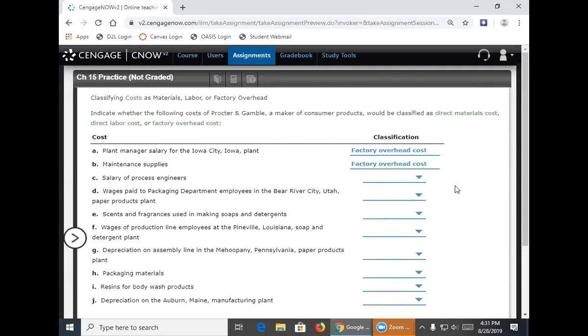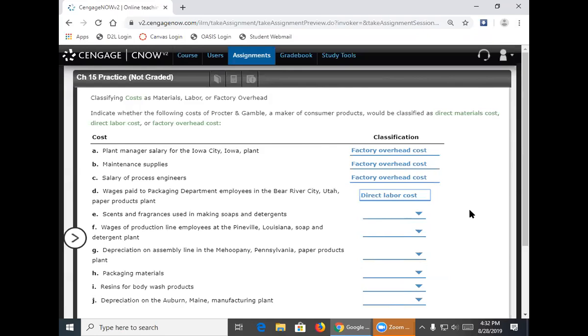That one is a little tricky because process engineers, they don't really clarify that too much, but I'm assuming they're the engineers, they're probably not working in the factory, so they're setting up the guidelines for how the factory works. So since they're not actually physically touching the product, they would be factory overhead. So that one's a little tricky. Some of them, if we don't know what they're doing specifically, it gets a little bit tricky. What about wages paid to the packaging department employees? Direct labor, yeah. So they're actually physically dealing with the packaging of the product. So that's going to be direct labor.